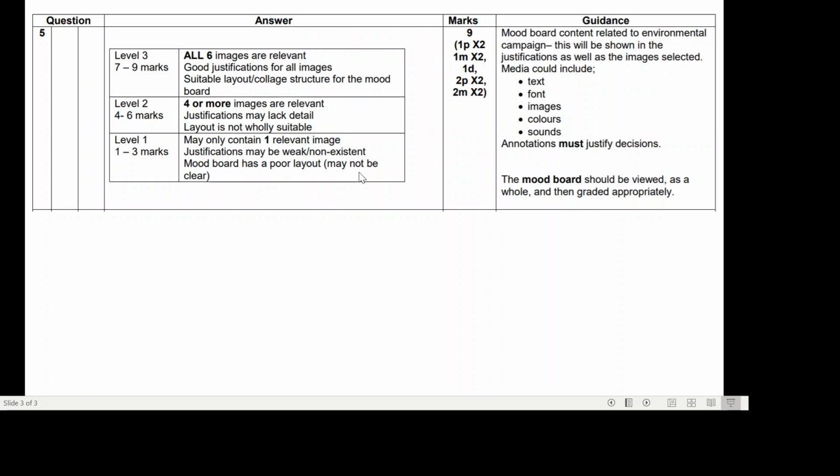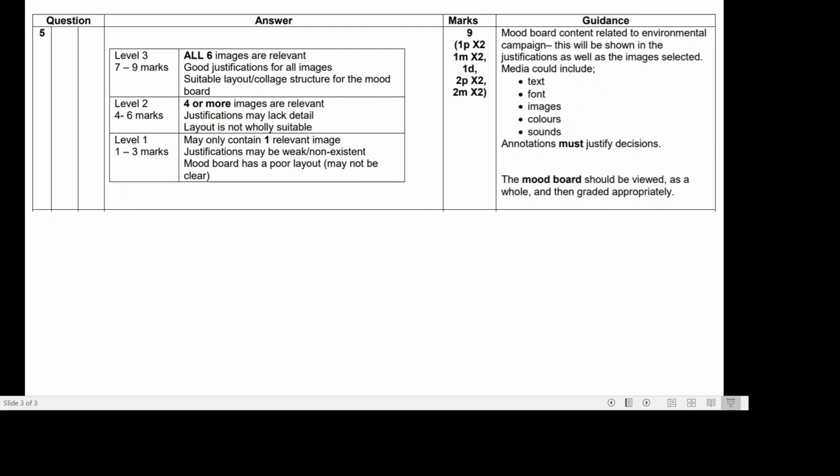Now, on the actual exam question, you were given 6 grids, and what you were meant to do was write the number on the grid where you wanted the image to go. Okay, now you should really try to arrange images, fonts, text, colours and sounds in an order, so the mood board isn't random. You should have it almost laid out, so you've got images on one side, colour selection on another side, text on another side, like the example that we did in lesson.